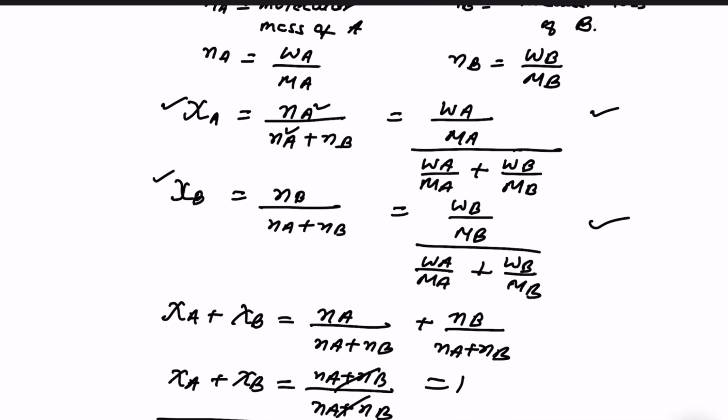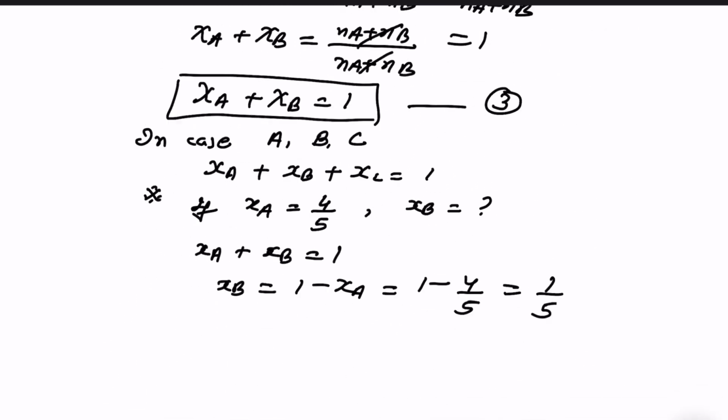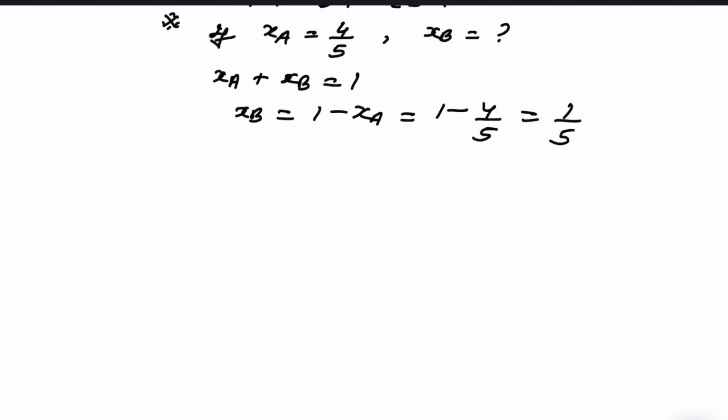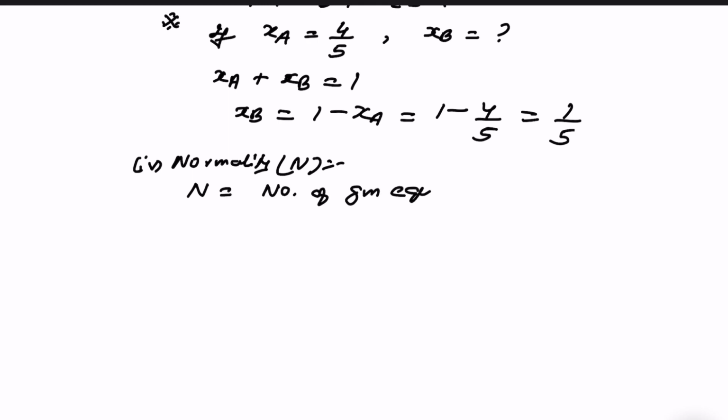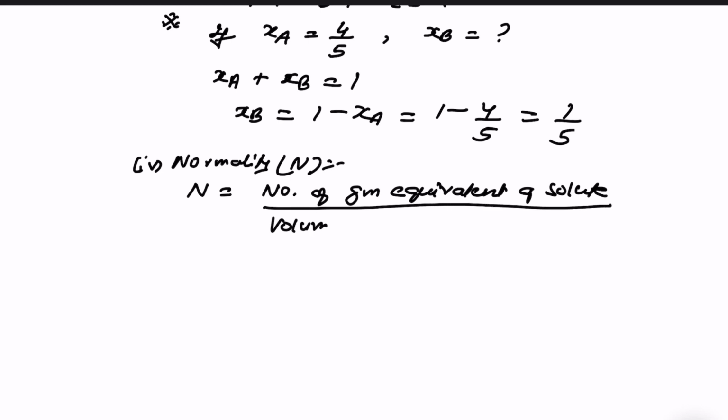Now the last term which I am going to explain is the normality. Normality is denoted by capital N. And normality means the number of gram equivalents of the solute divided by the volume of solution in liters.